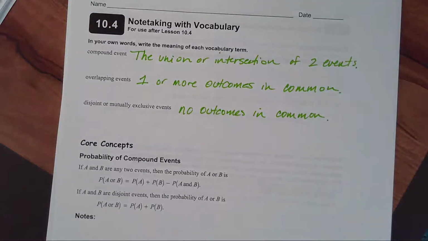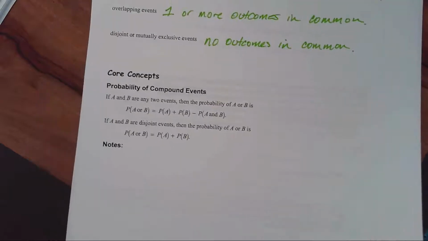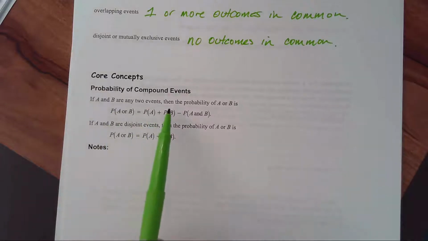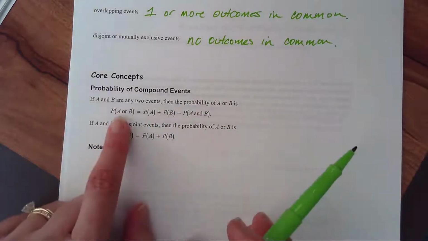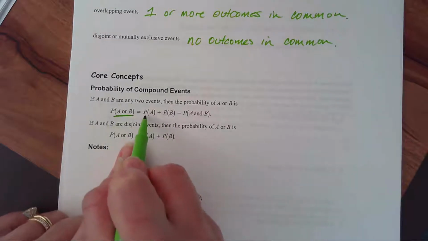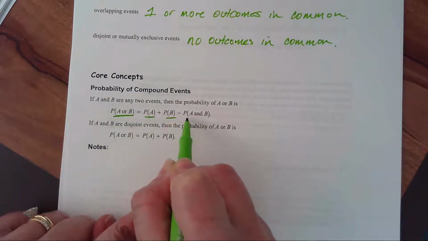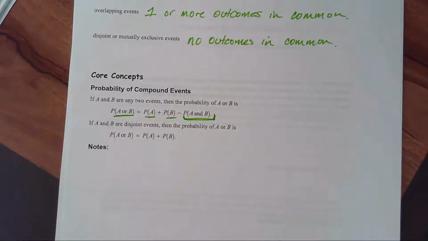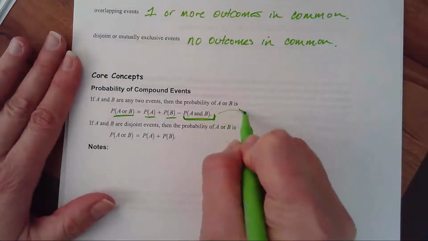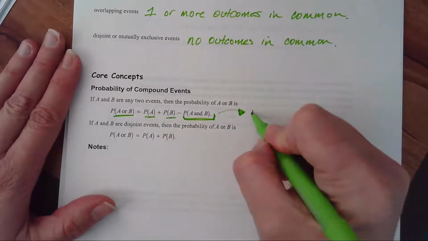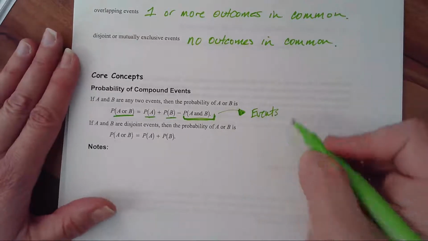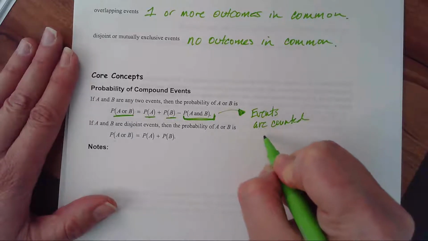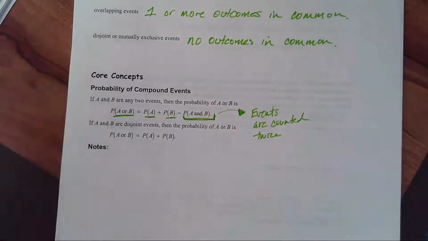Let's talk about some formulas, and we'll get into some examples, which would be easier to understand. If A and B are any two events, then the probability of A or B is the probability of A plus the probability of B minus the probability of A and B. What this means is these events are counted twice. When it's A and B, we have to subtract out the outcomes that are counted more than once. That's what that A and B is.